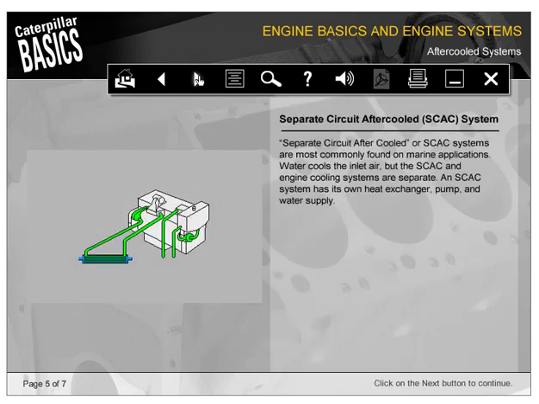Separate circuit aftercooled systems are most commonly found on marine applications. Water cools the inlet air, but the separate circuit aftercooled system and engine cooling systems are separate. A separate circuit aftercooled system has its own heat exchanger, pump, and water supply.